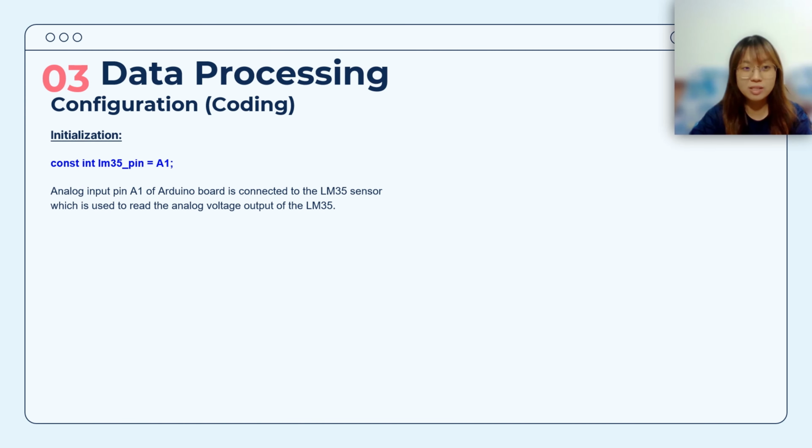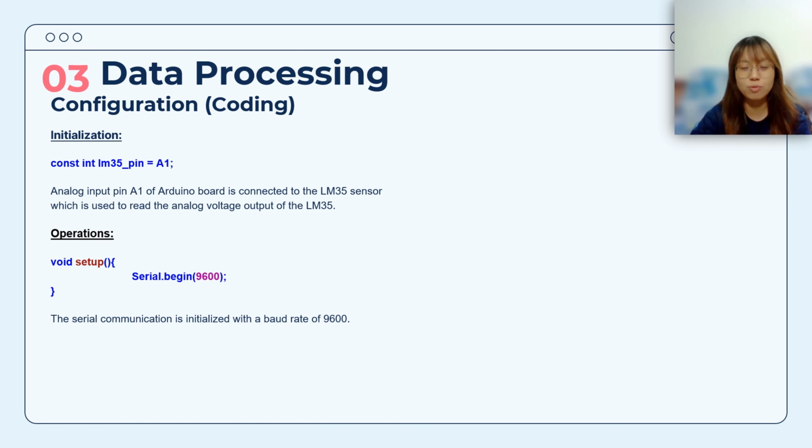During the initialization process, the analog input pin A1 of the Arduino board is connected to the LM35 sensor to read the analog voltage output. Next, in the setup function, the serial communication is initialized with a baud rate of 9600. This allows communication with the Arduino board and viewing the temperature values on a serial monitor.